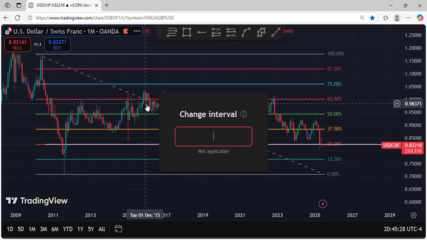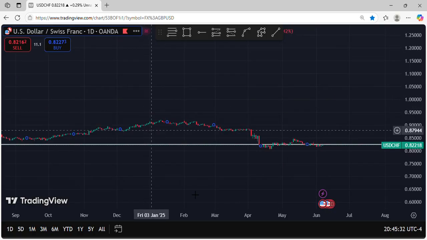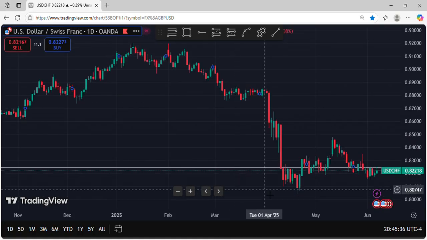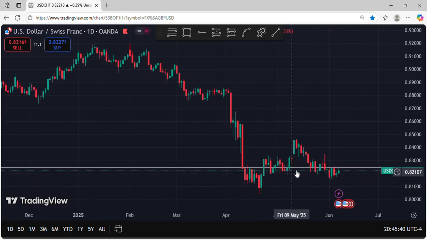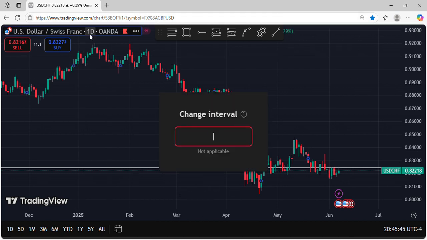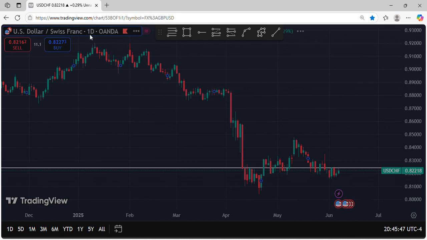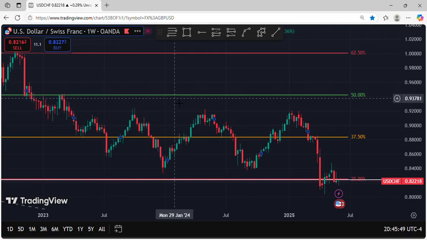Now let us move into the daily. So now this is where prices are currently, right? Let me check something from the weekly immediately before we move on. Good.